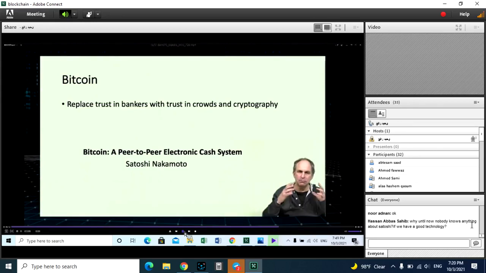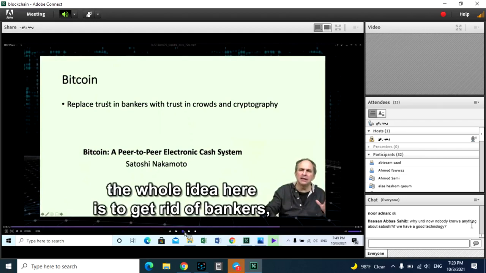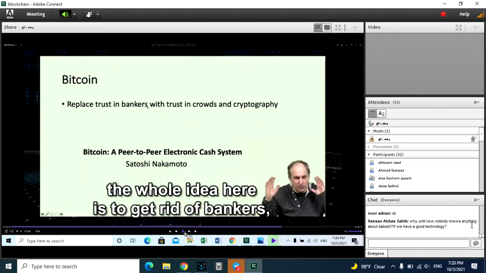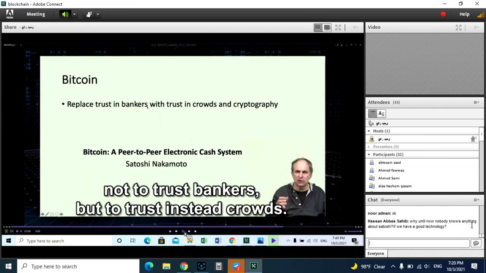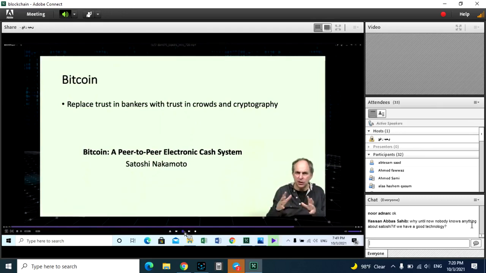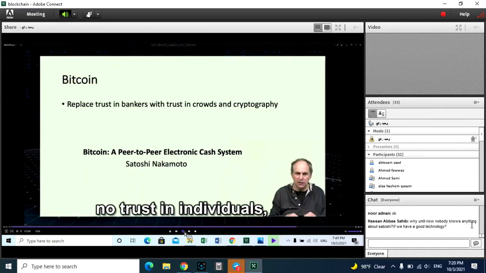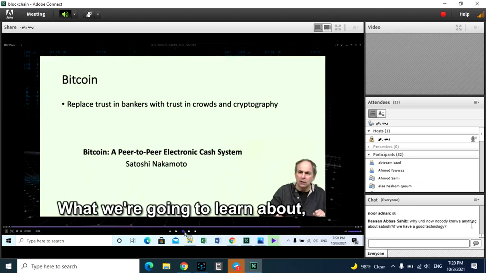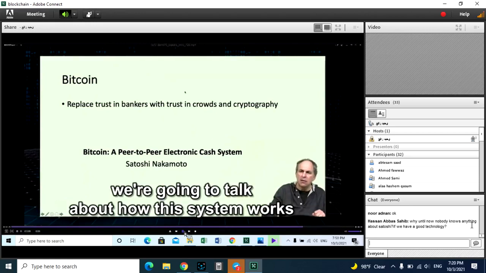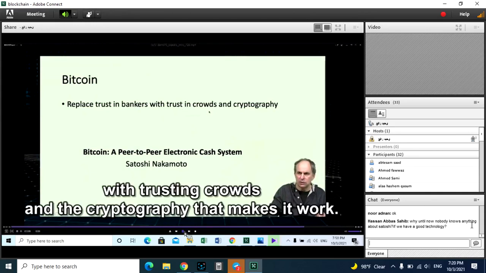Meanwhile, the whole idea here is to get rid of bankers, not to trust banks, and instead trust the crowd. That's not to trust any individuals in the crowd. There's no trust of individuals, there's trust in everybody's common thing, rather than each other, and it comes from cryptography. So what we're going to learn about is how this system works with trusting crowds and the cryptography that makes it work.